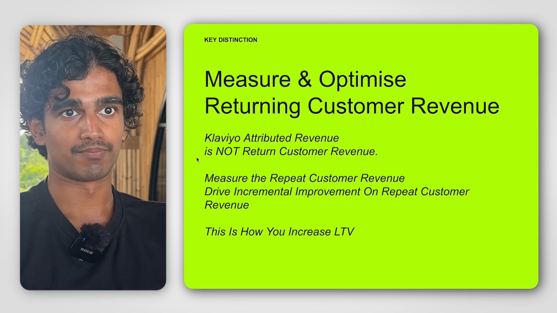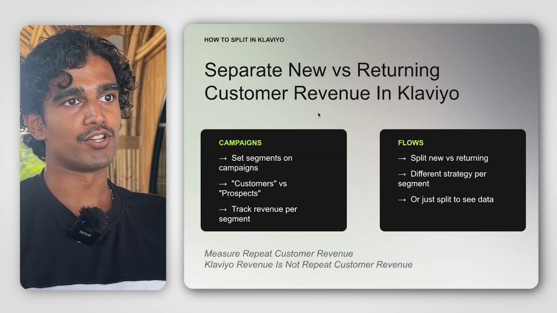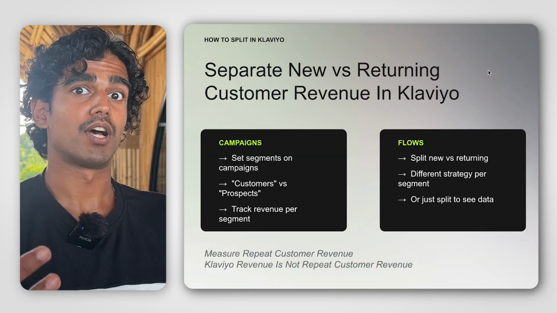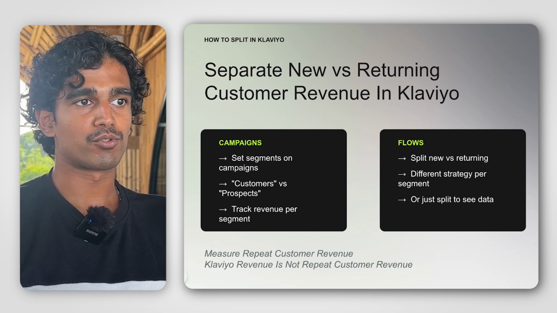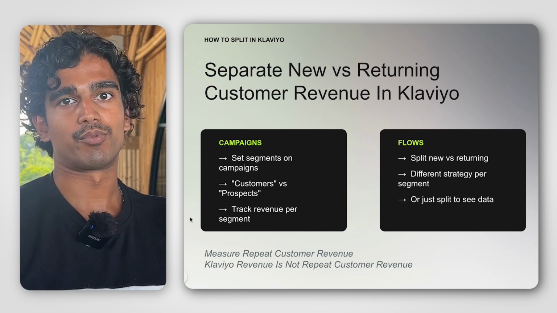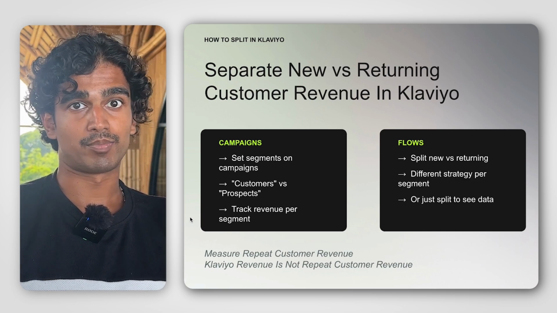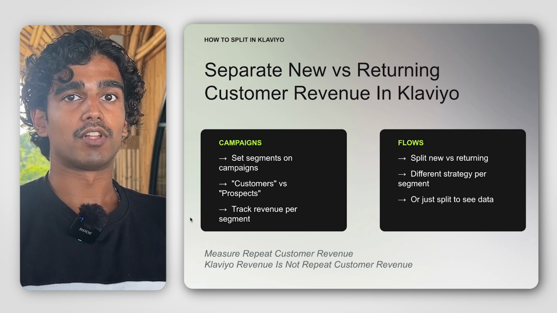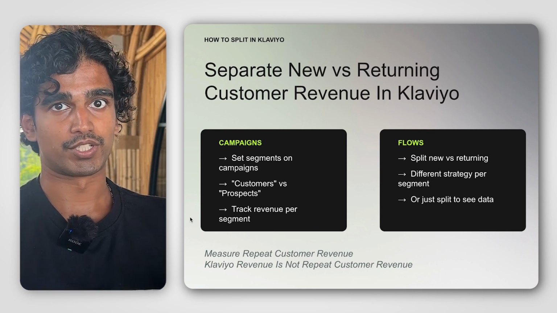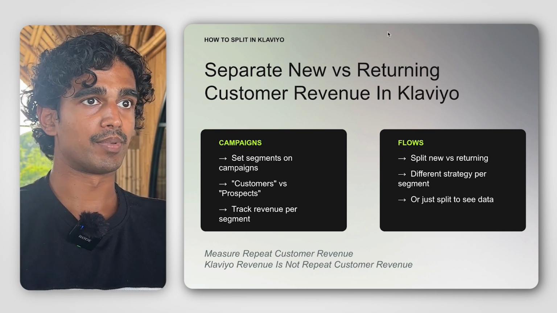Now, it's not obvious, but you can actually separate new and returning customer revenue inside of Klaviyo itself. Inside of your segments, you can create segments that separate customers from prospects. That's people that have purchased 1 or more times to people that haven't purchased from you. And in your flows, you can split your new versus returning customers. So I'm going to show you how to set that up in Klaviyo right now.